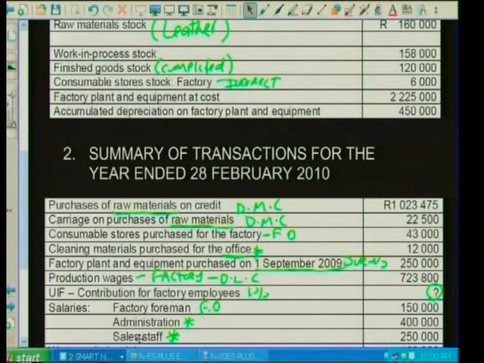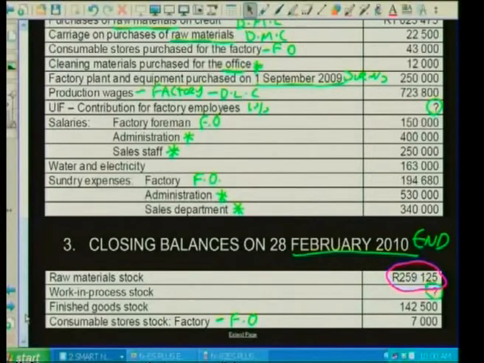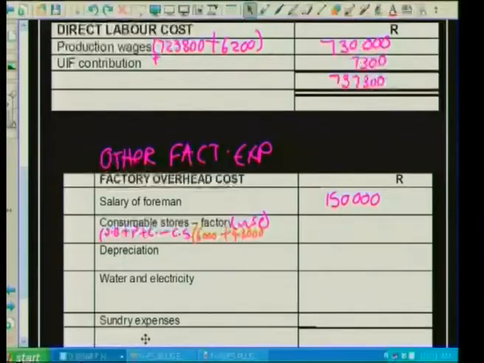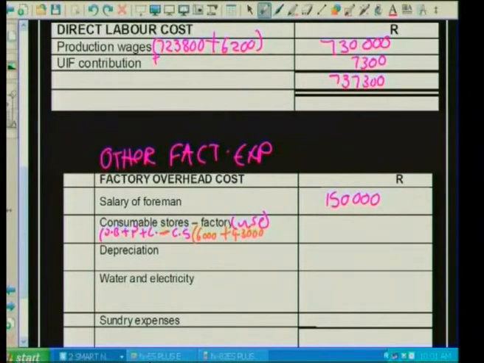So let's go to our closing stock info. Closing balance at the end of the year. Consumable stores stock, leftover stock, in other words, stock that was not used, 7,000. So let's take that through, an amount of 7,000. And remember, my closing stock I need to subtract, so minus 7,000.